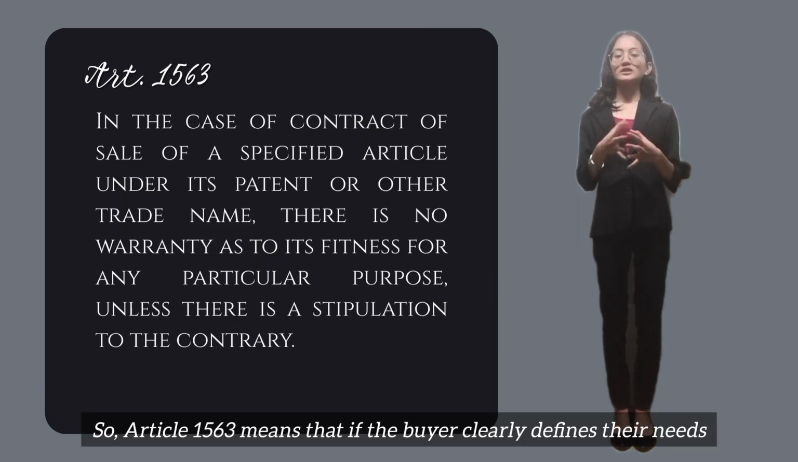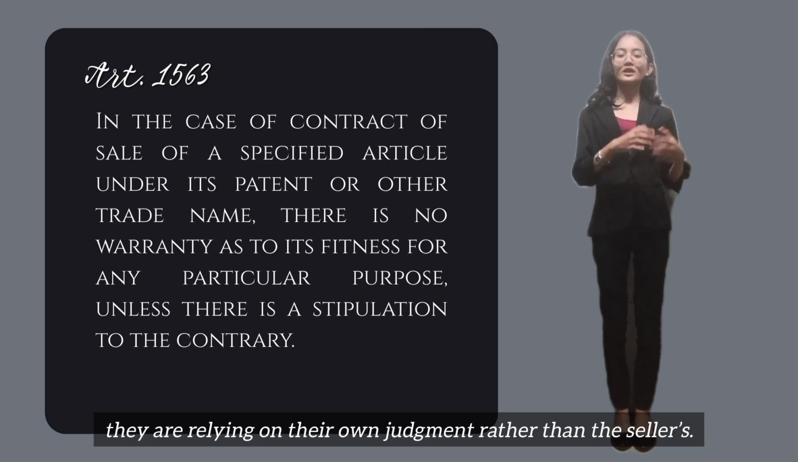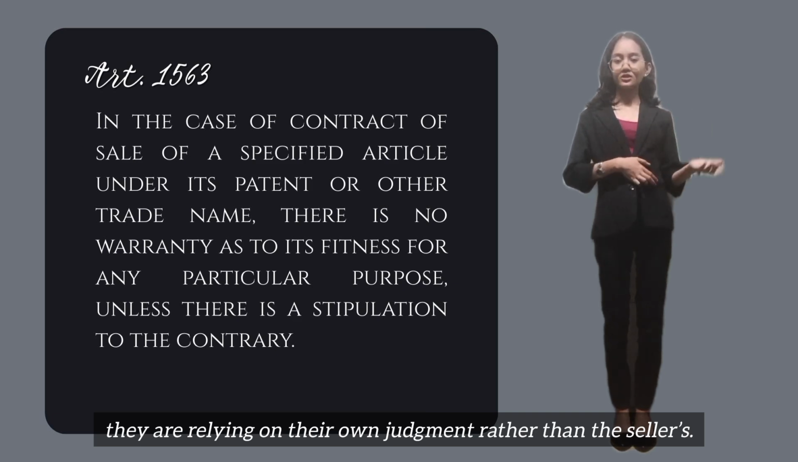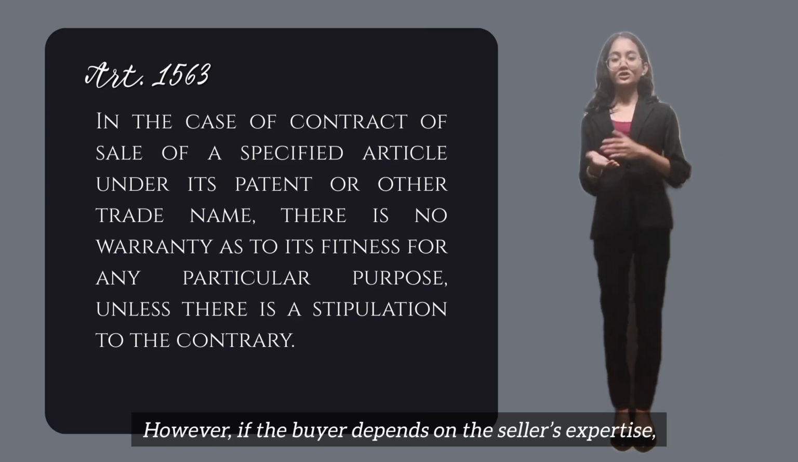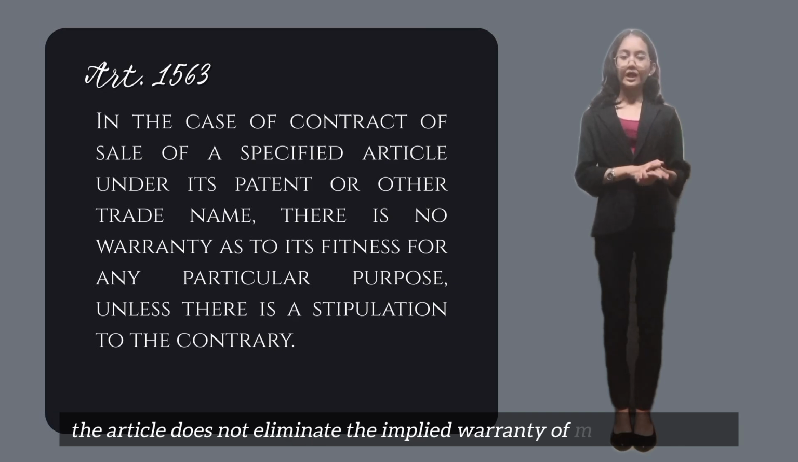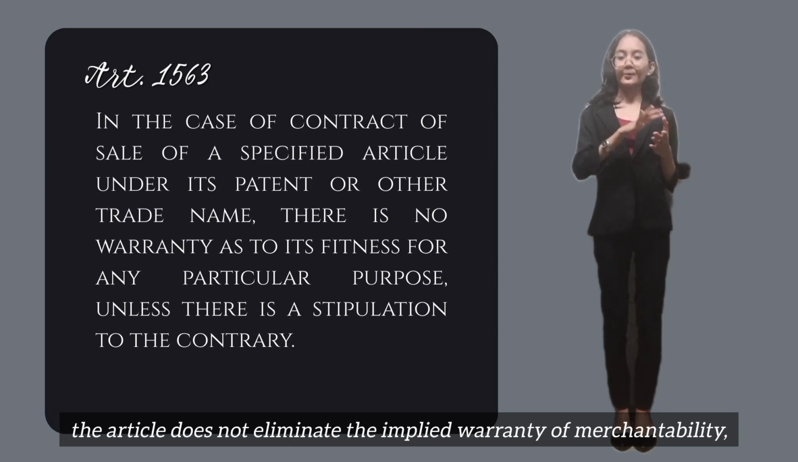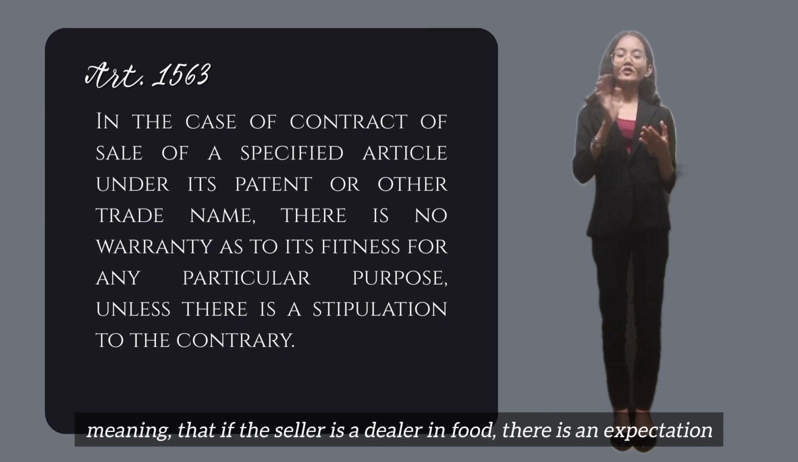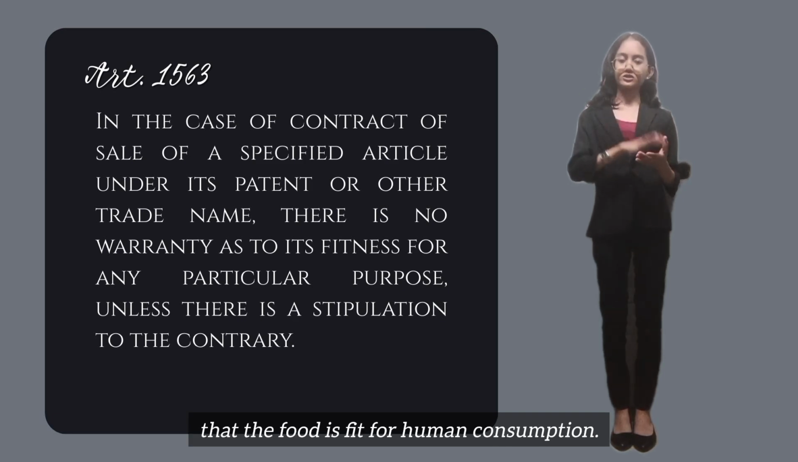So, Article 1563 means that if the buyer clearly defines their needs, they are relying on their own judgment rather than the seller. However, if the buyer depends on the seller's expertise, there can still be an implied warranty of fitness for a specific purpose. The article does not eliminate the implied warranty of merchantability, meaning that if the seller is a dealer in food, there is an expectation that the food is fit for human consumption.